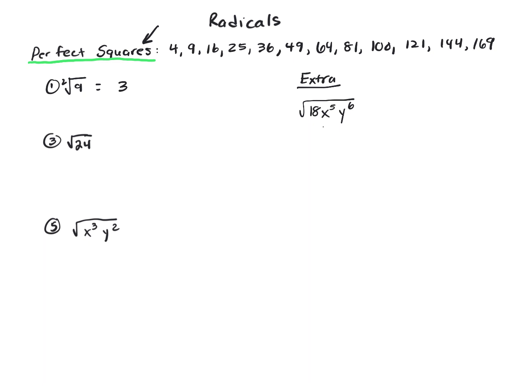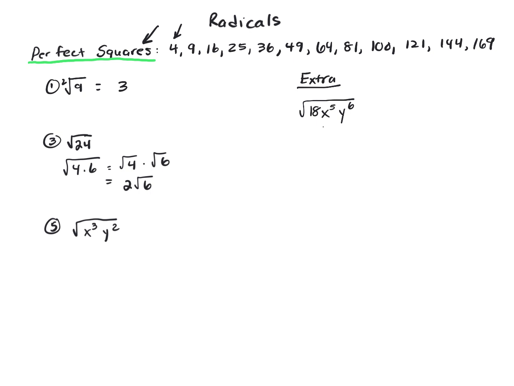All right, square root of 24 is not a perfect square. So what I do, I start with 4, and I say, will 4 go into 24? And I say, yes, 4 times 6 is 24. And what this means is square root 4 times square root 6. I'll usually skip that step. Square root of 4 is 2, and you can't do anything with square root of 6.